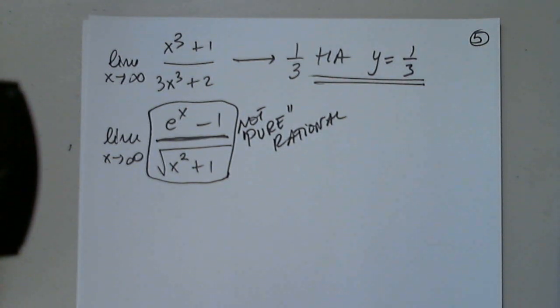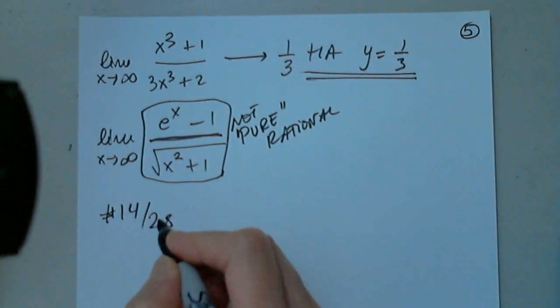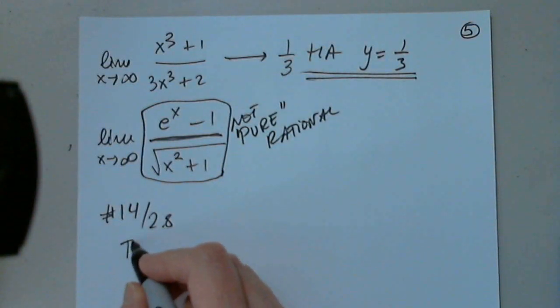And I'd like us to start with this problem. This is in 2.8, number 14 in 2.8. So let's read the problem. The graph shows how driving speed affects gas mileage. Fuel economy F is measured in miles per gallon, and speed V is measured in miles per hour. Miles per gallon, miles per hour. What is the meaning of the derivative f prime of v?